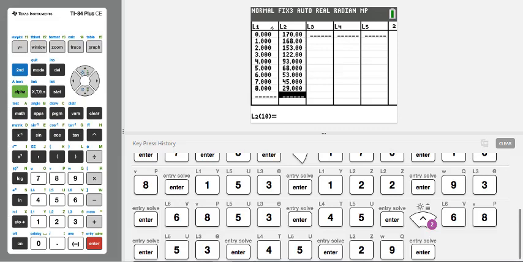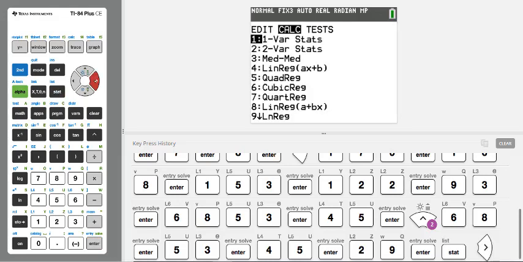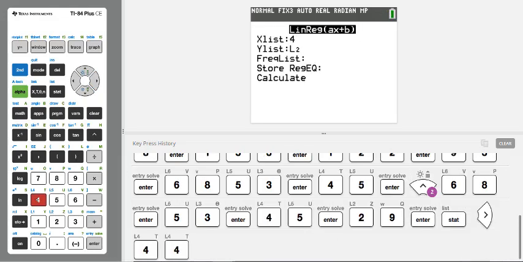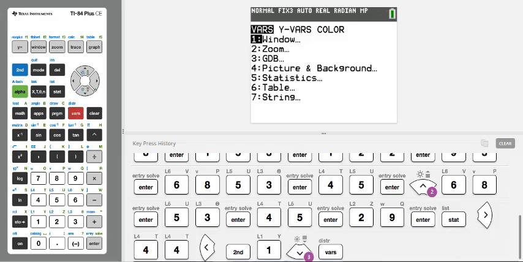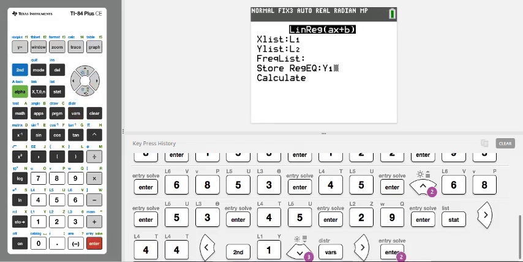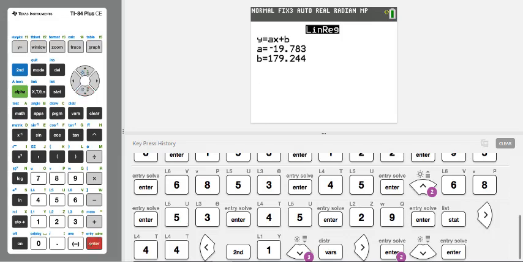All right, so we're going to go stat, arrow to the right. We're going to go down to number 4, or we can just hit number 4. The second one will give me back L1. We are going to store it just to get in the habit of storing. So that's vars, arrow, enter, enter, and then calculate. All right, so negative 19.783 and 179.24.